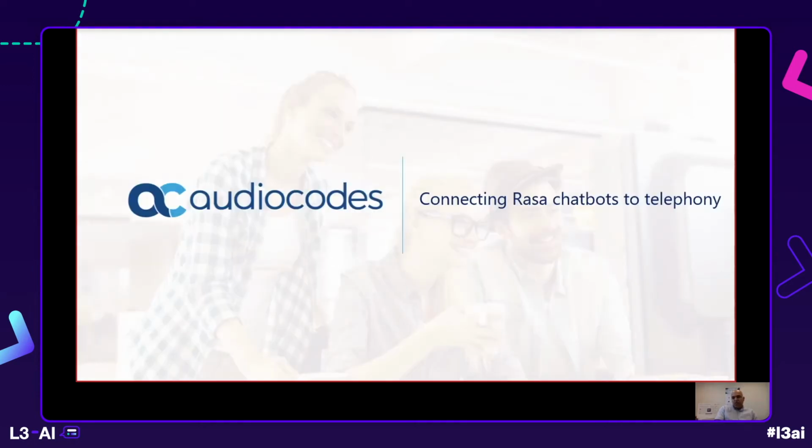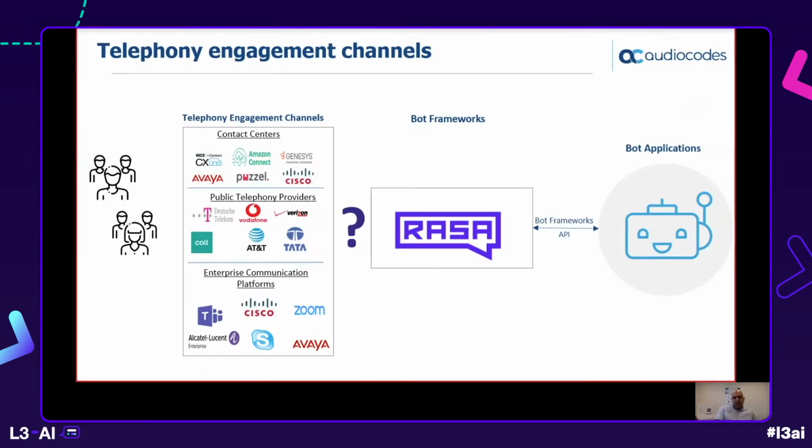So how can you connect your RASA chatbot to telephony? I would like to start with a simple and small explanation about what the various telephony engagement channels are. The first ones are the public telephony providers, the ones who supply us the service phone numbers, the 1-800 numbers that we'll use. You can see here a small list of them. Of course, this is a very large list.